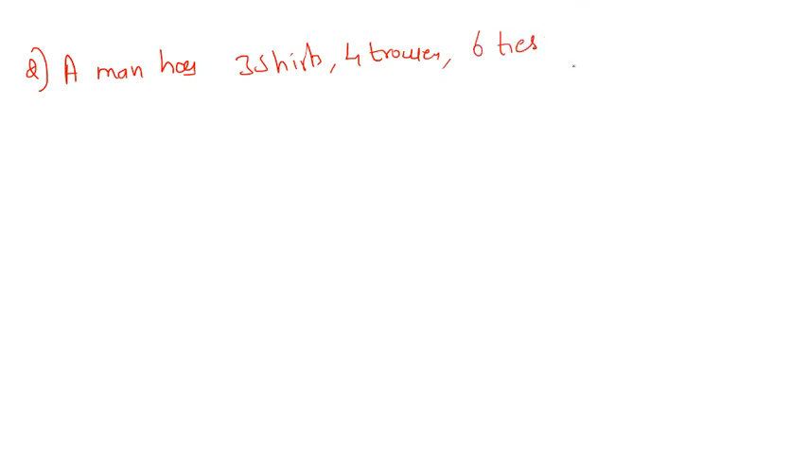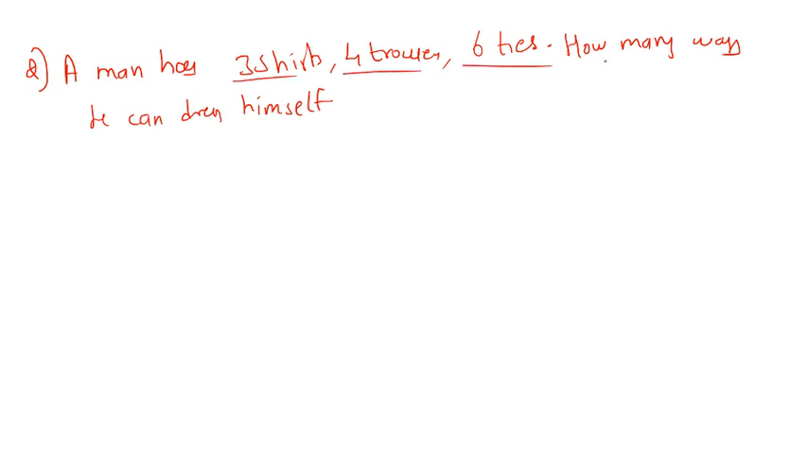Okay, now next question. A man has 3 shirts, 4 trousers and 6 ties. What is the number of ways in which he can dress himself with a combination of all the three? How many ways can he dress himself? Just tell me now, find out. Very easy. 3 shirts, 4 trousers and 6 ties.